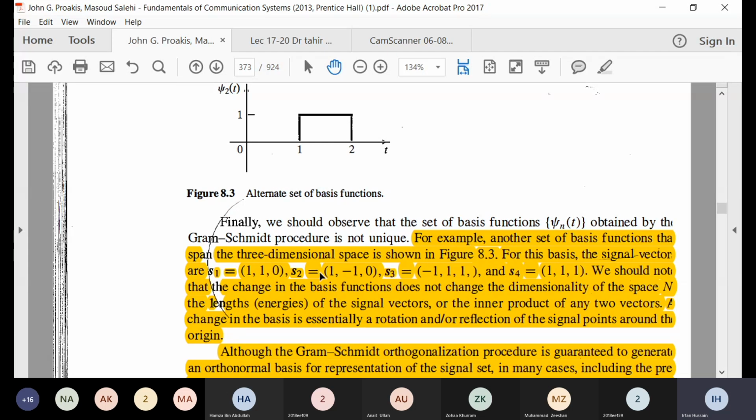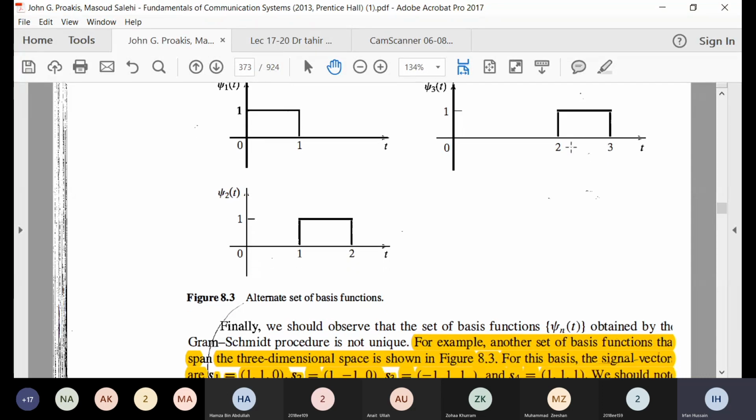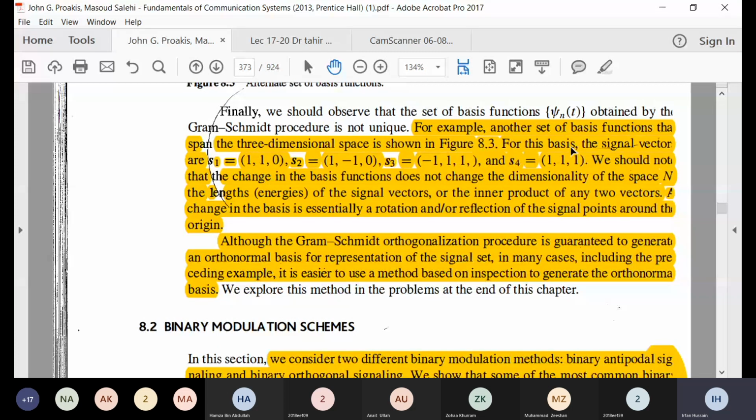In this way you can find the representation of all the vectors with different orthonormal basis functions. For example, for S4, you can see S4 was a constant signal from 1 to 3. So it will have 1 projection here, again it will have 1 projection with respect to psi 3.